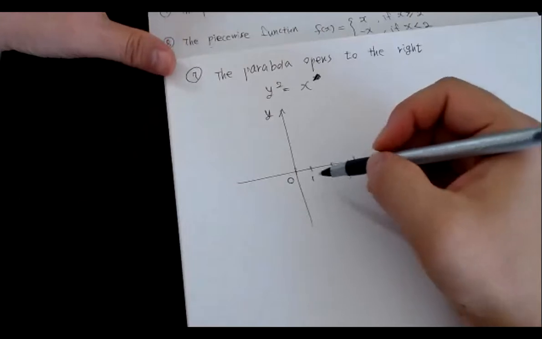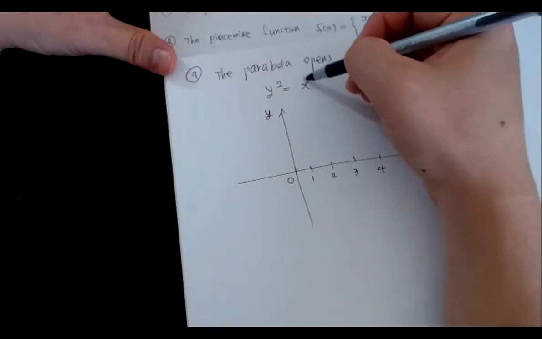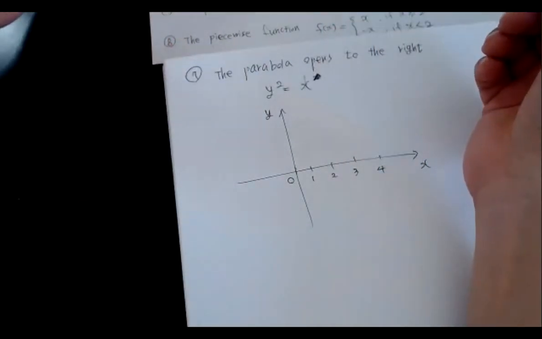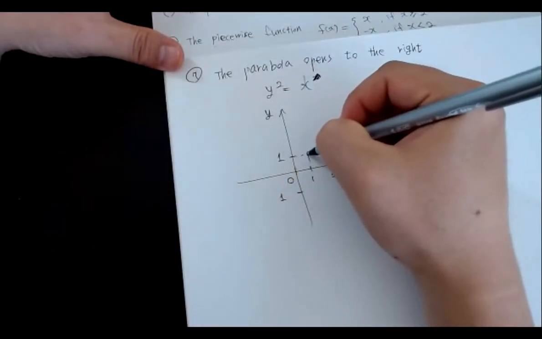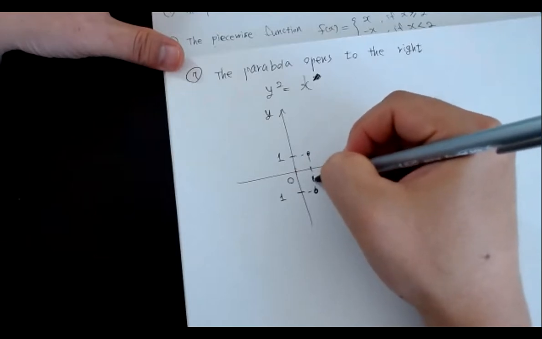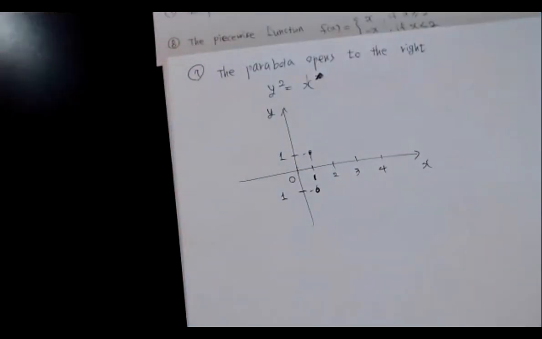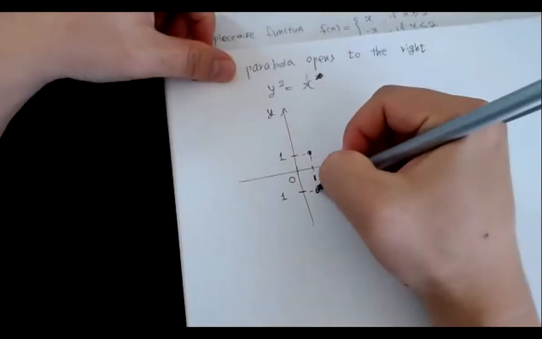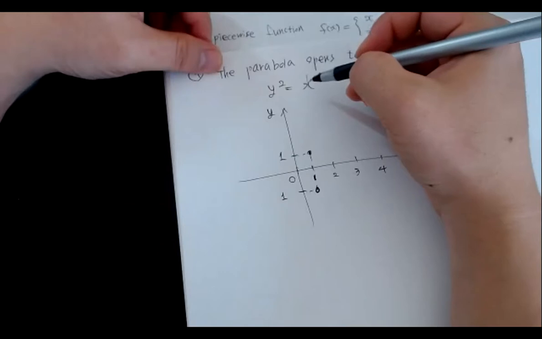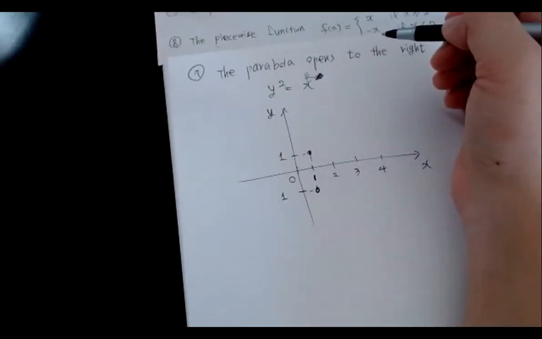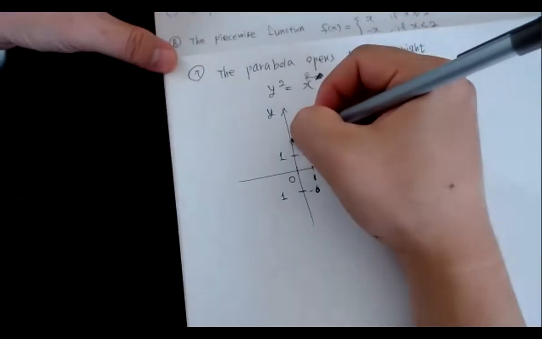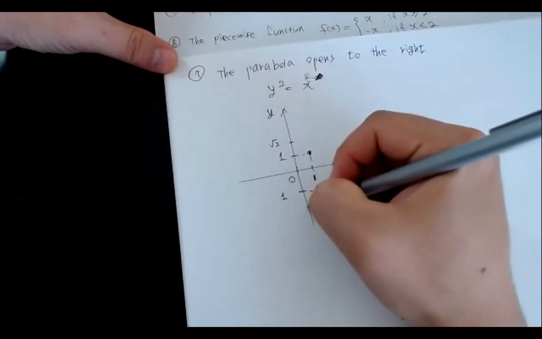So when x is 1, to get 1, the y value must be 1 or negative 1, right? So there are two y values corresponding to x value 1. That's the reason that this relation is not a function. Now when x is 2, to get 2, the y value must be plus or minus square root 2, because the square root of 2 squared is 2, and minus square root of 2 squared is 2.